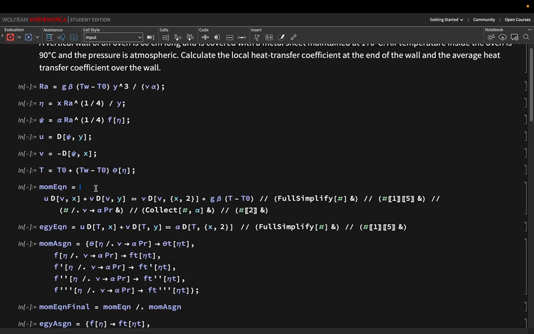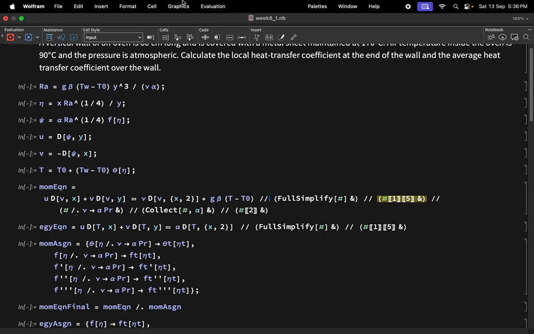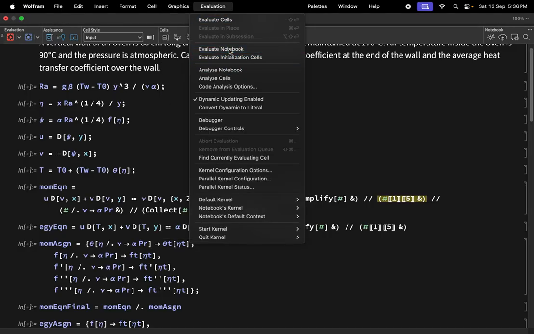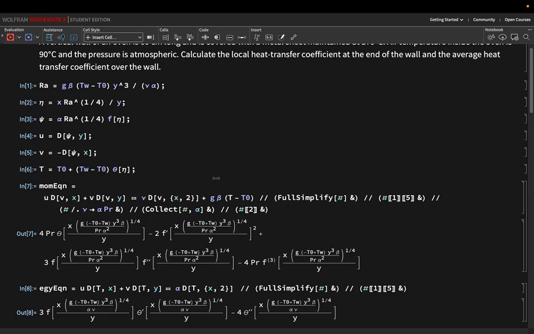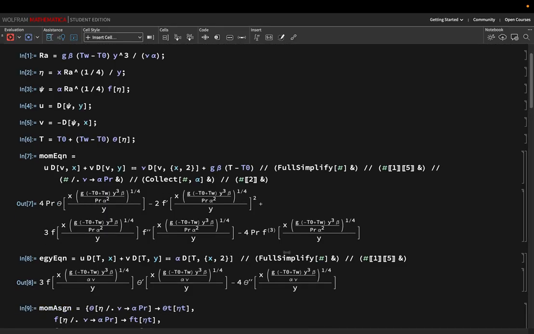Then we have to write our momentum equation. The momentum equation is u del v by del x plus v del v by del y equal to nu times del squared v by del x squared, which means take the derivative of v with respect to x twice, plus g beta (T minus T naught), followed by these operators. What I'm writing here is just a set of instructions on how to simplify this equation. So after that, let me show you the final. It will take the equation, write the terms together, and this is the final equation that I'm getting.